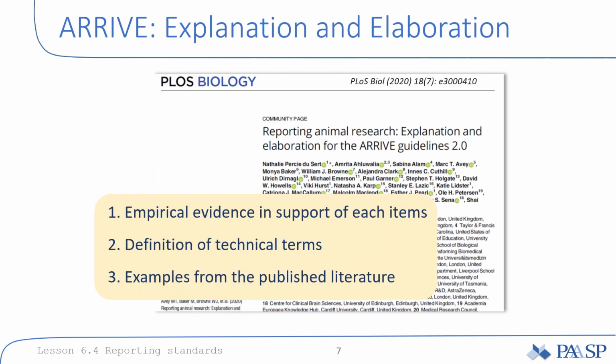The ARRIVE working group also published additional explanations and justifications for all selected items. For example, they explain what evidence we actually have that a certain item is indeed critical. They provide definitions and clarifications for technical terms and present examples from the literature of how it could look when using and adopting the ARRIVE guidelines. We will now look at a few examples.